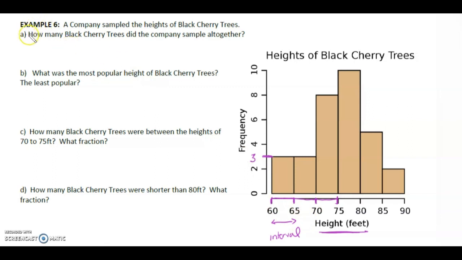So, A, how many black cherry trees did the company sample altogether? Okay, by the way, I want to point out, and please make a note, this is not a bar graph. This is a histogram. As you can see, the bars touch. That's how we can tell it apart. The bars touch, and it's an interval and numerical.